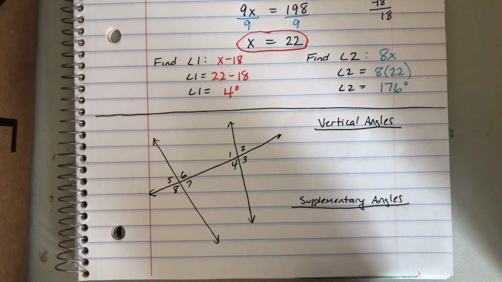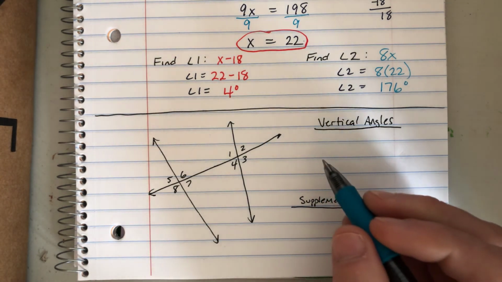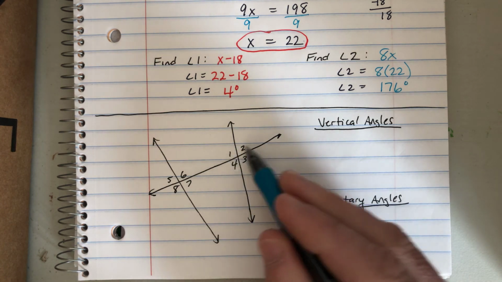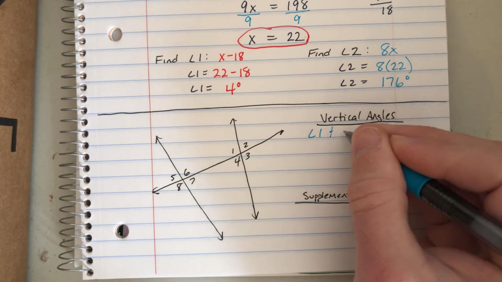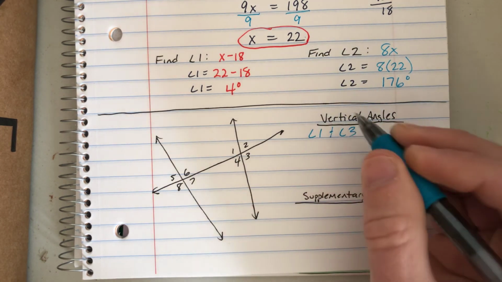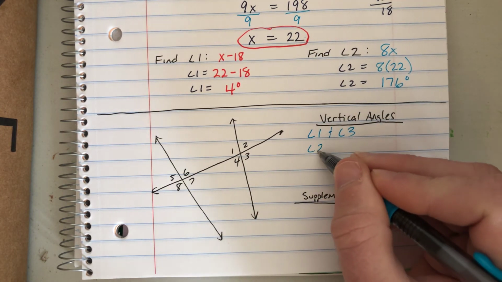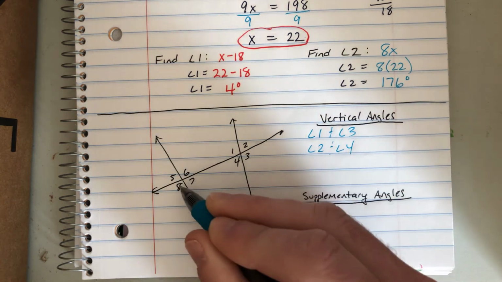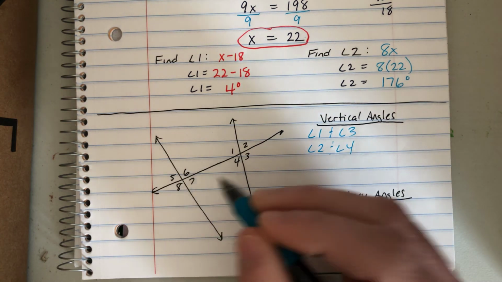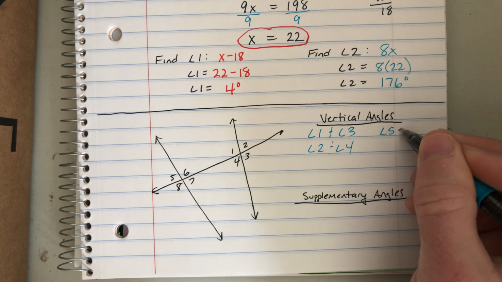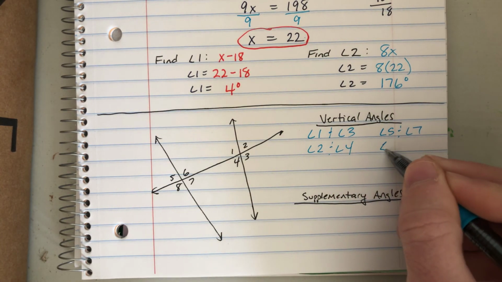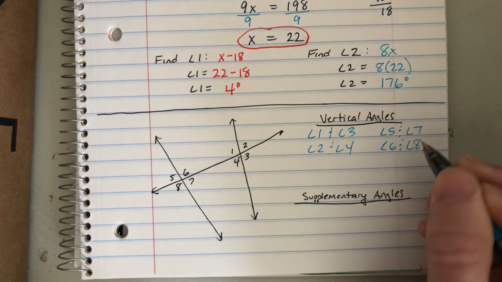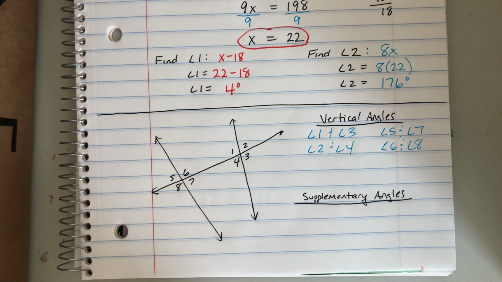In this figure here, there are several pairs of vertical angles. In this intersection, the vertical angles would be angle 1 and angle 3. Those are vertical. Also angle 2 and angle 4. And over here at this intersection, the vertical angles would be angle 5 and angle 7, and also angle 6 and 8. Remember, vertical angles are across from each other and they are equal to one another. They have the same measurement.